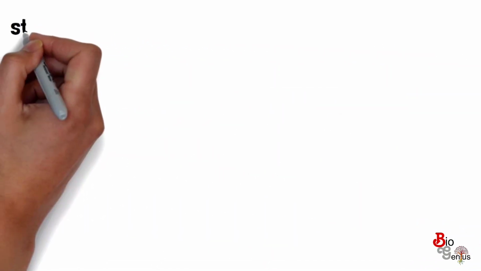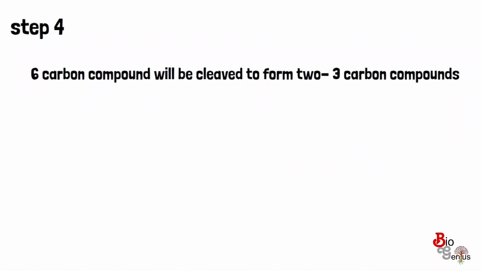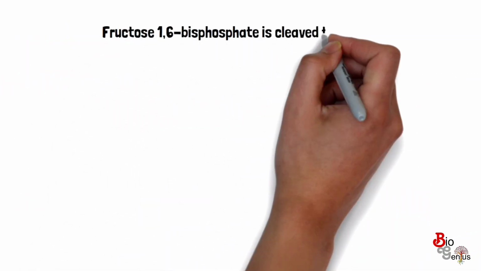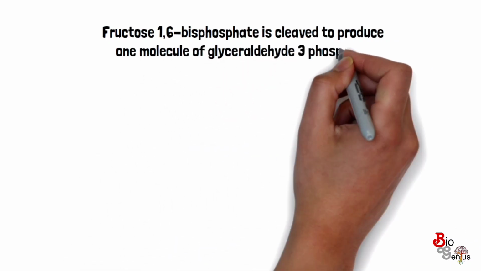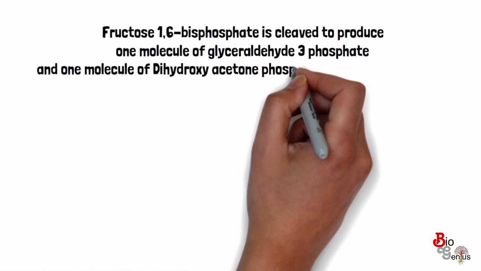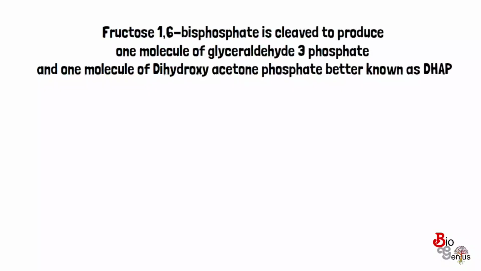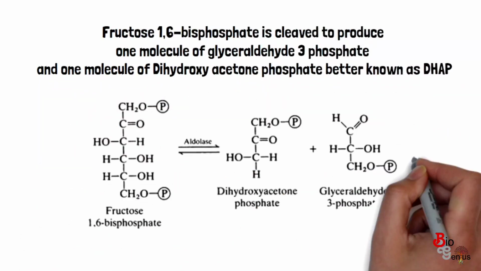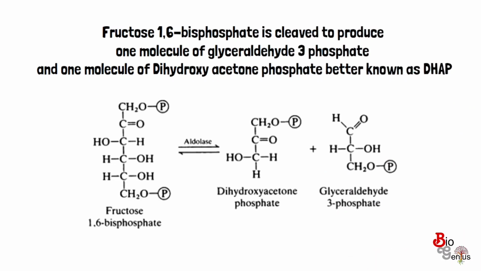Step 4. This is the reaction where the 6-carbon compound will be clipped to form two 3-carbon compounds. Fructose 1,6-bisphosphate is clipped to produce 1 molecule of glyceraldehyde 3-phosphate and 1 molecule of dihydroxyacetone phosphate, better known as DHAP. They both are 3-carbon compounds. It is a reversible aldol condensation reaction. Aldolase enzyme helps in this reaction in the presence of zinc ion.